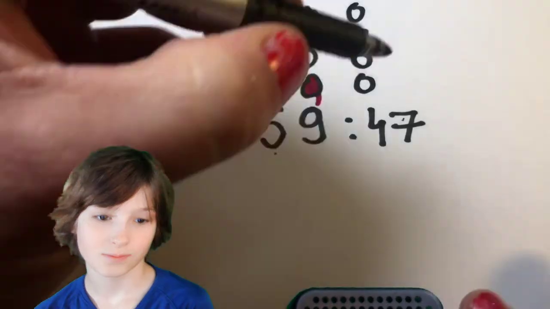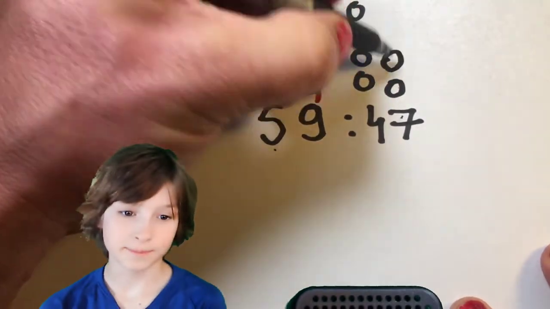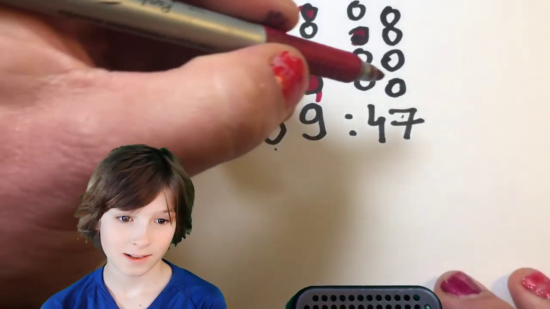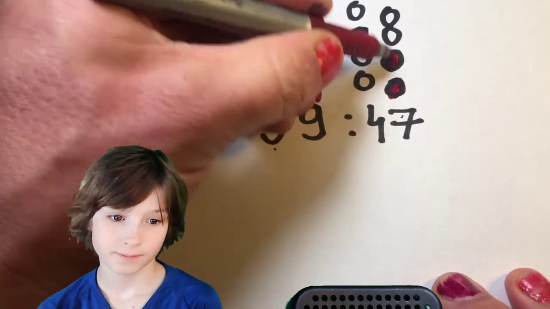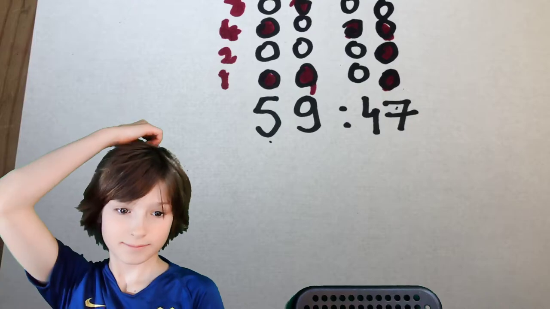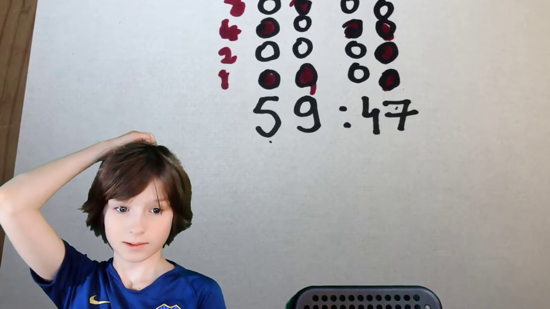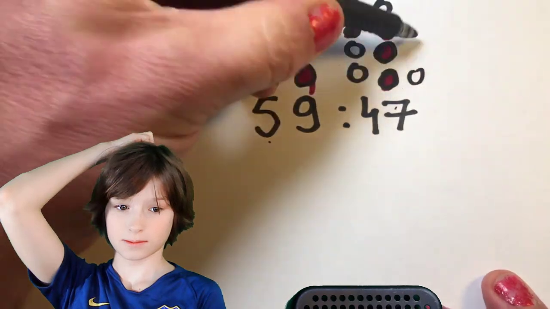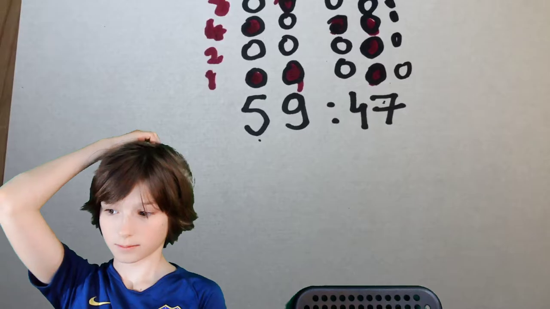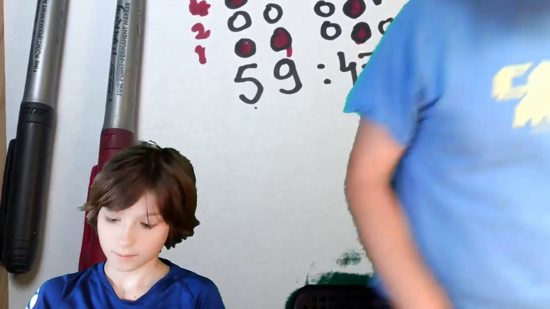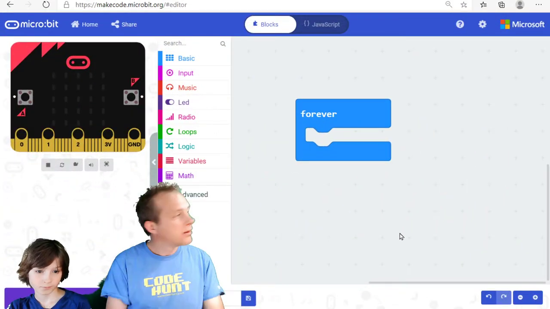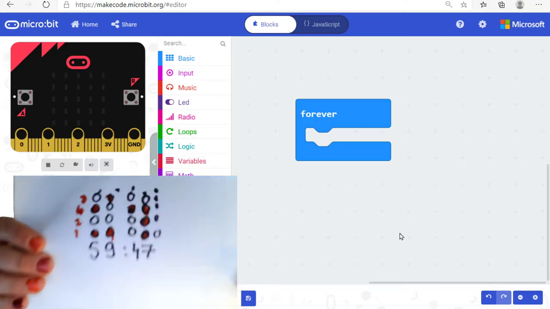How about 7? 7 is 4 plus 2 plus 1. Yeah, 3 of them. So that's how we're going to be doing our plotting. We'll leave these LEDs alone. That make sense? Okay. Back to the coding. I'm going to keep that around in case we need a reference.